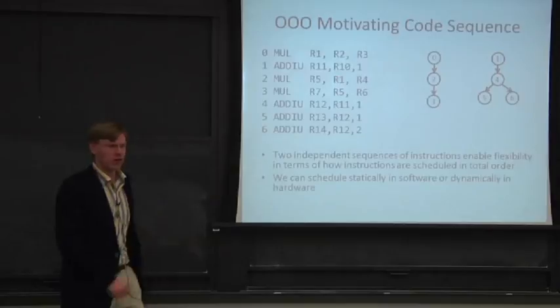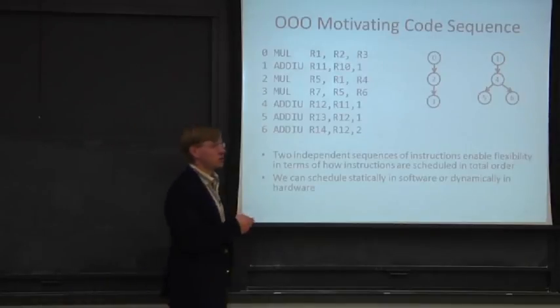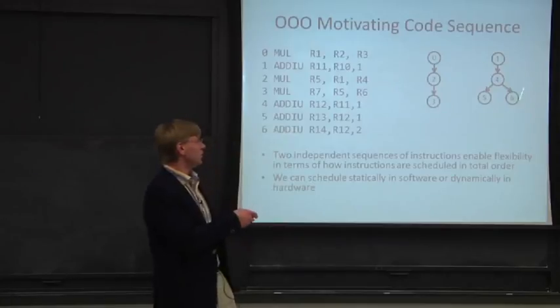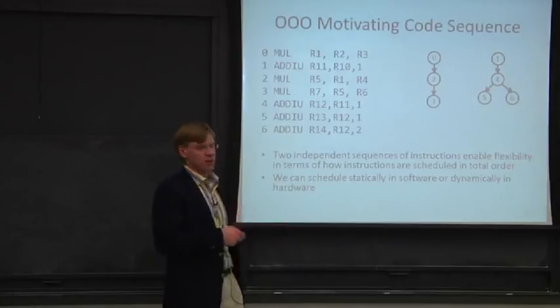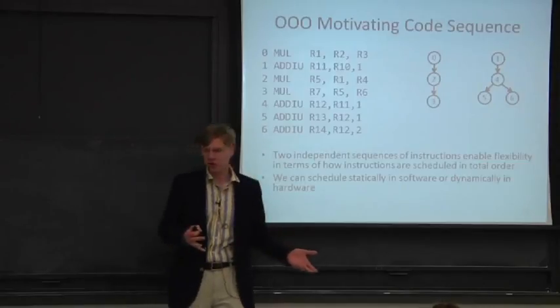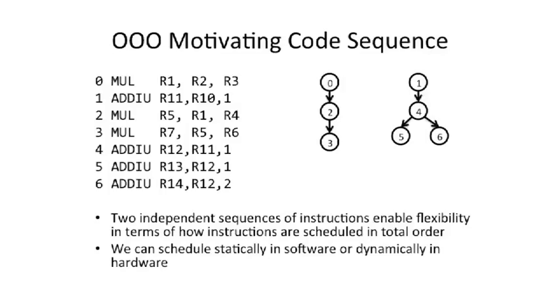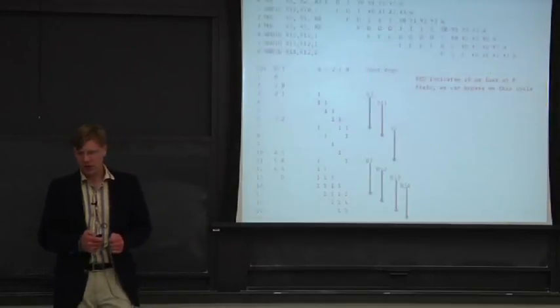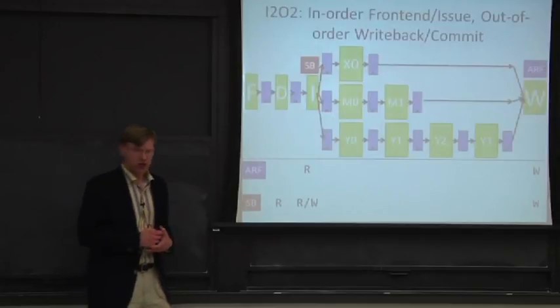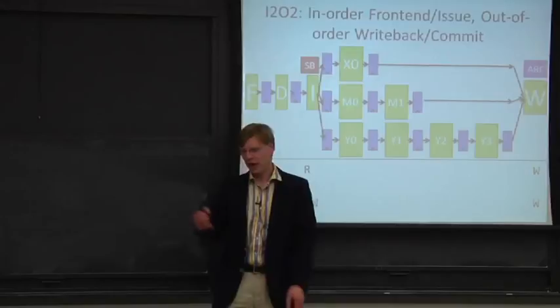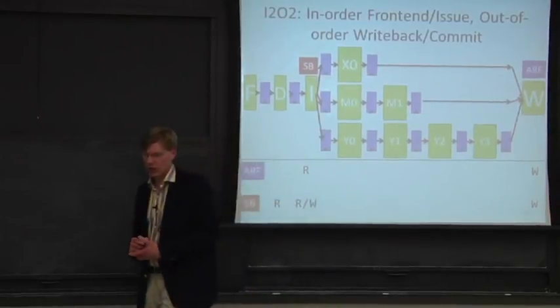Just to recall our motivating examples, we're going to be using this example throughout today's lecture again. Two different instruction code sequences, not dependent on each other. You should be able to execute these things in parallel if you had enough parallelism in your machine. And we talked about this already, so I'm going to skip past the in-order machine and get to in-order front end and issue, and out-of-order write back and commit.